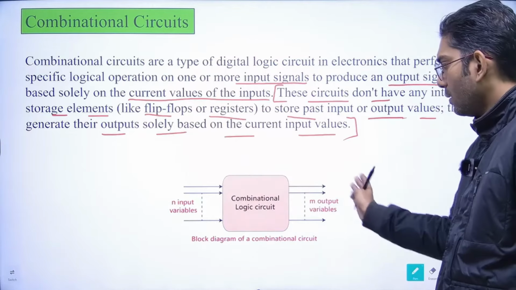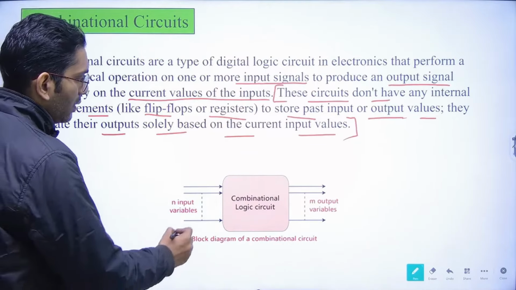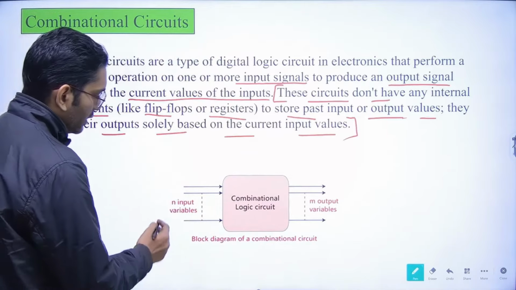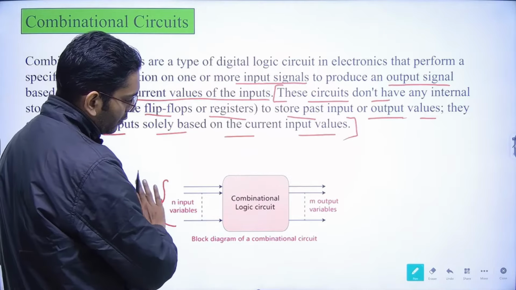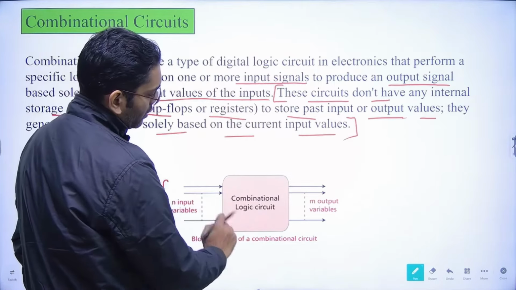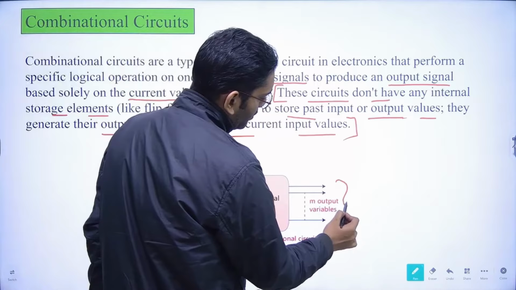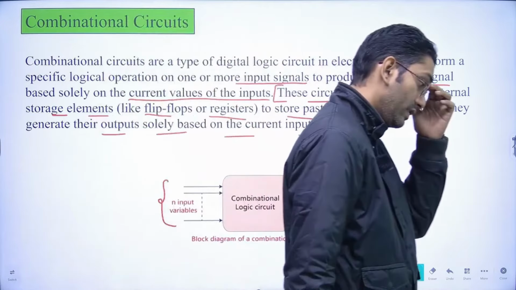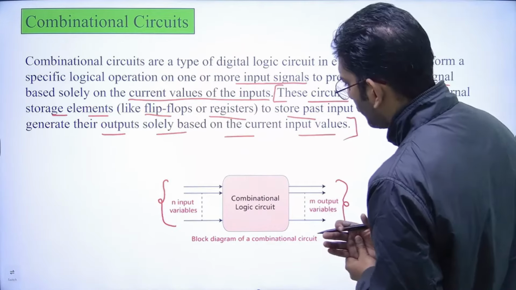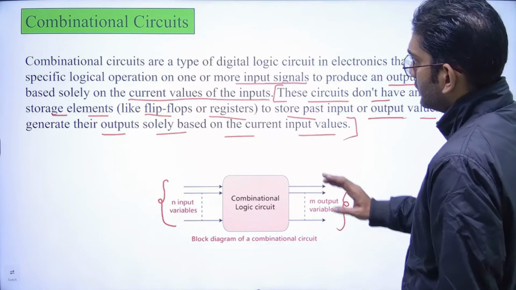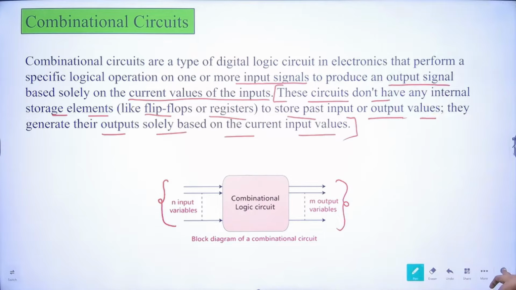This is basically the block diagram of a combinational circuit. In the block diagram of a combinational logic circuit, you can see that n input variables are being given. Some combinational circuit or some logic would be implemented here, and based on these input values, it generates m output variables. So this is basically the introduction of the combinational circuits.